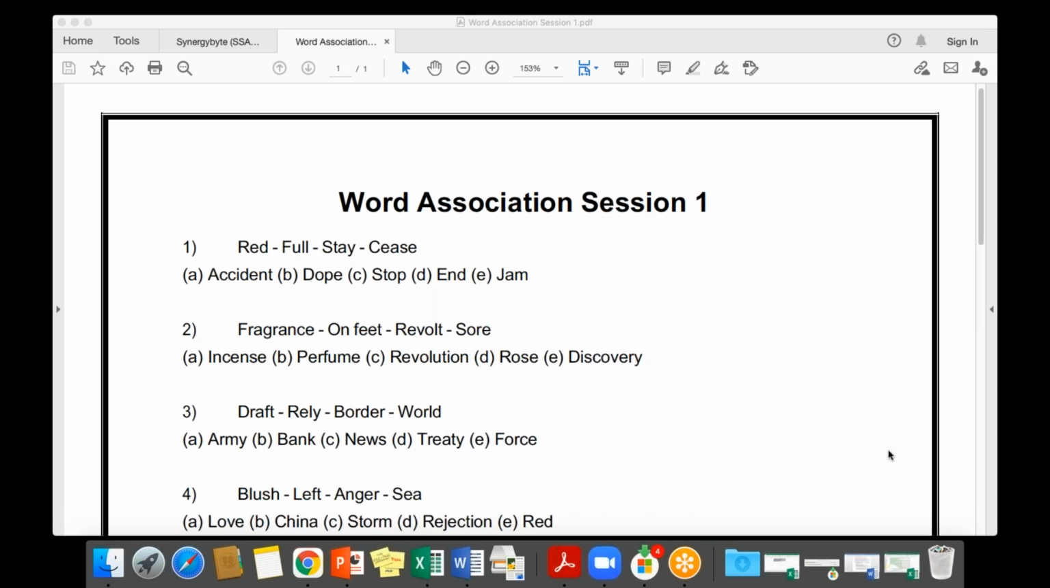I can reject the word force also, because force will not go again. You cannot rely on someone's force. You cannot have a world force, so force can be eliminated. I am left with bank and treaty. I have not rejected the word bank yet.